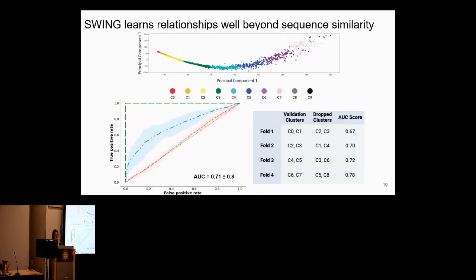But for a more stringent test, we wanted to ensure that Swing was learning relationships beyond just sequence similarity alone. So we clustered our interactions based on the sequence to group them by similarity. And then in a sort of nested fashion, we performed a proximity dropout experiment where we dropped the two closest clusters to the test set from our training data. So you can see that this model performed a little bit worse than our mixed model from before, but there's still a really strong signal despite these dropped clusters, which showed us that Swing was learning relationships beyond just similarity alone.